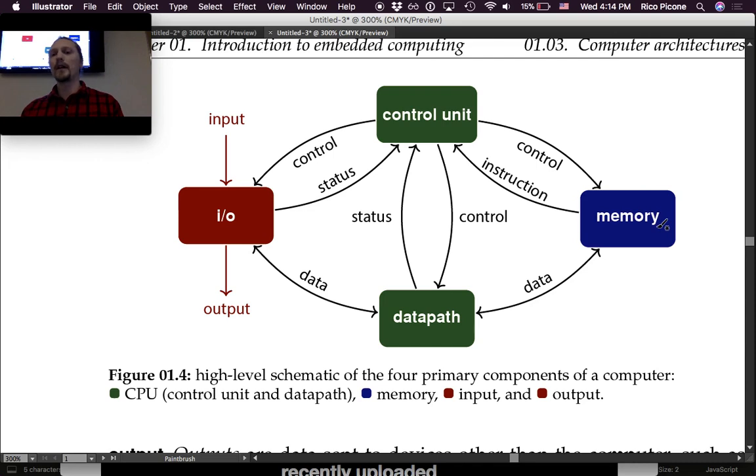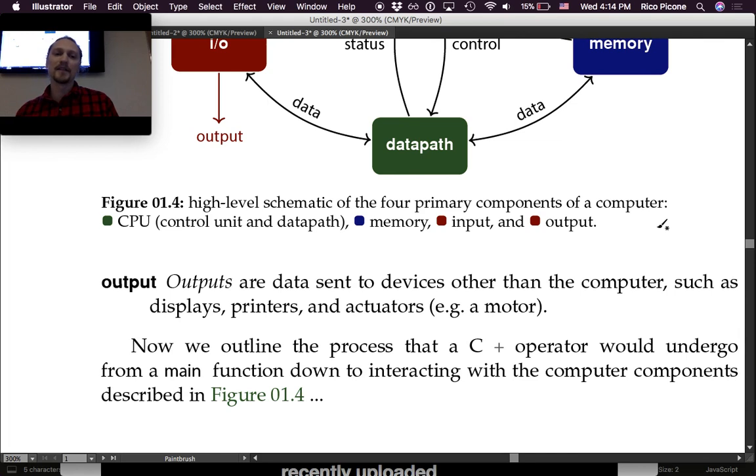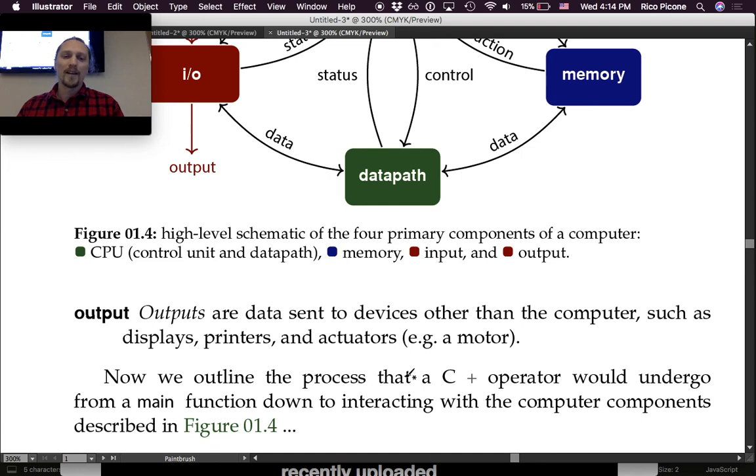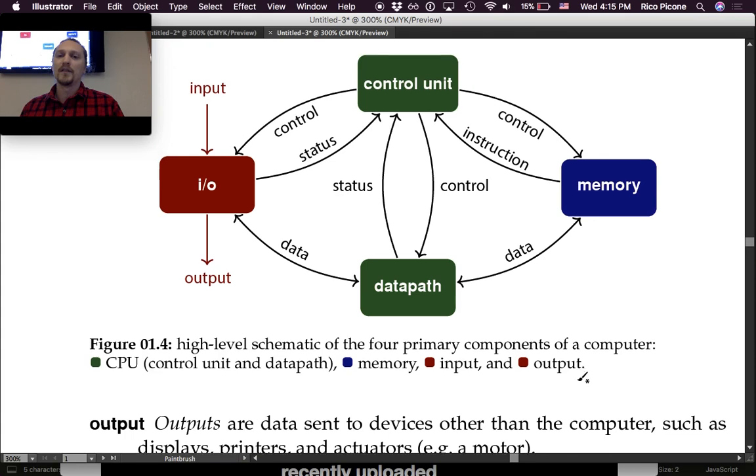So what I thought we would do for the rest, at the end of this, is to sort of walk through this and follow. There's a lot of arrows here. So let's follow what you would do if you started with a plus, and we're just going to roughly sketch out what would happen if you started with the C code plus operator. So the process that a C code plus operator would undergo from a main function down to interacting with the computer components described in the figure.